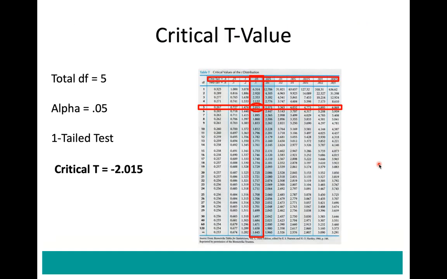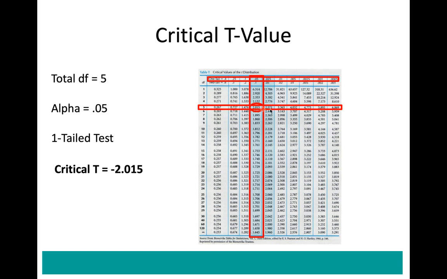So we need to find our critical t-value. We need 3 pieces of information. We need our total degrees of freedom, which is 5. Remember, we had 6 participants, minus 1 is 5. Alpha, which was given to us in the problem, is 0.05. And we had a one-tailed hypothesis because we were wondering if depression scores decrease with therapy. So we made a specific directional hypothesis.